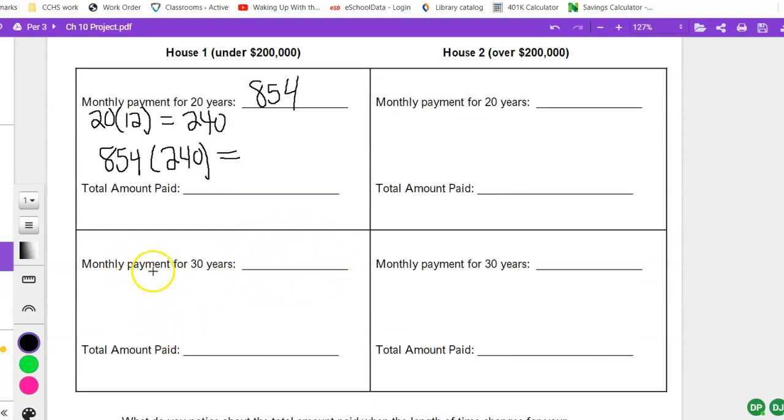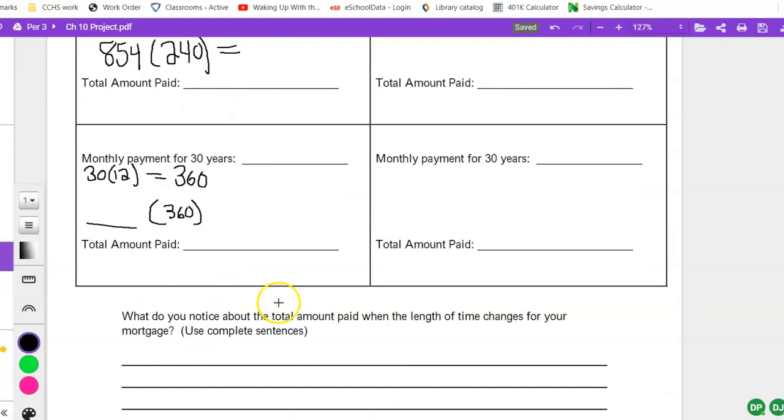And again, we're going to calculate how much, except this time I'm not paying it for 20 years, I'm paying it for 30 years. So it'd be 30 times 12. This will get me 360 payments. So then I would have to say whatever my monthly payment was for 30 years that you found, you're going to multiply that by 360 to find your total amount paid.